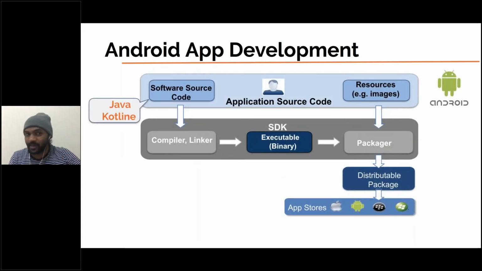Now the code will be implemented in Java or Kotlin, and who is going to compile and link? Android Studio will compile and link the code. Once Android Studio has compiled and linked the code, it constructs the executable binary, and that binary will be created as a package, a distribution package. This is the basic flow of an Android application.